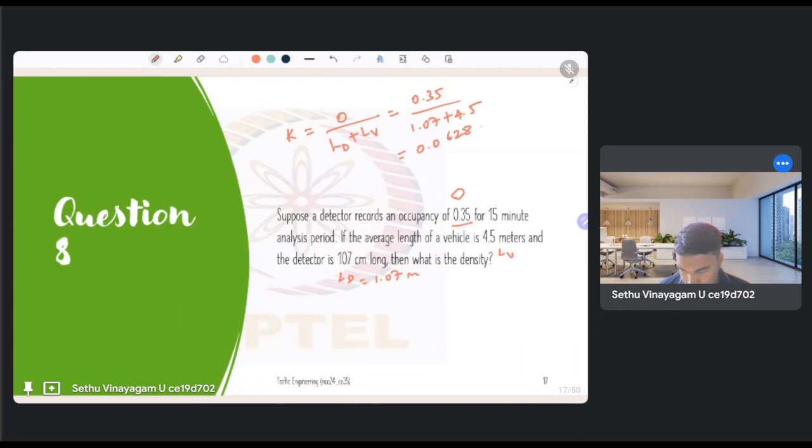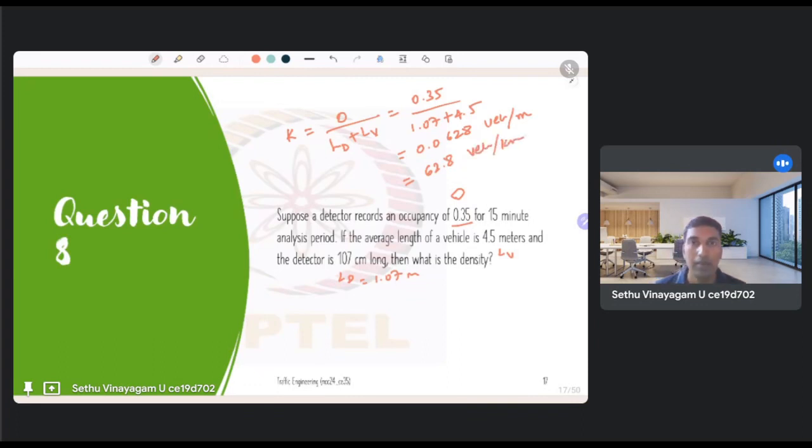0.0628. Okay, so this is the density in vehicles per meter, right? Because our detector length and vehicle length are in meters, the unit for this is vehicles per meter, but usually we represent it in vehicles per kilometer. So we have to multiply this by 1000. So it will be 62.8 vehicles per kilometer, right?